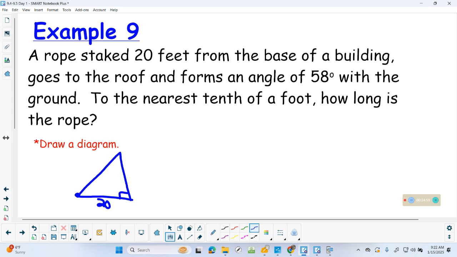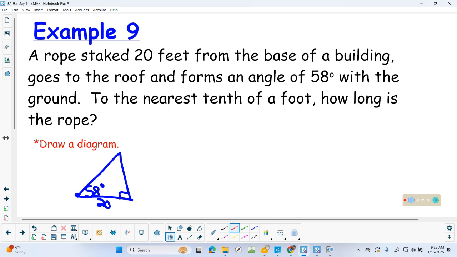Forms an angle of 58 degrees with the ground. So is the 58 degrees the top angle or the bottom angle? Bottom, with the ground. The ground's on the bottom. Got it. Okay, keep on reading. To the nearest tenth of a foot, how long is the rope?